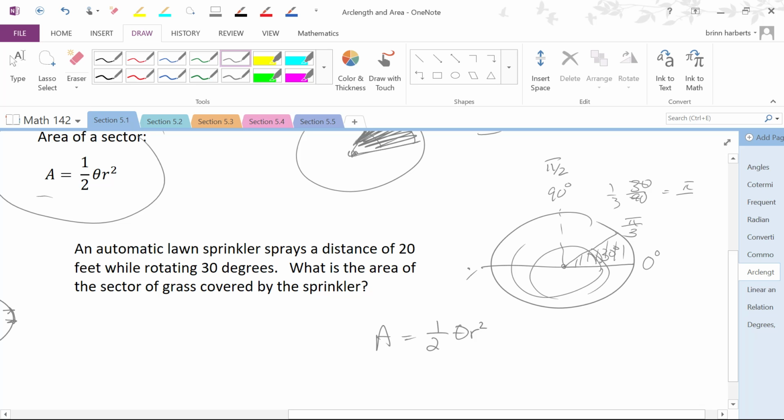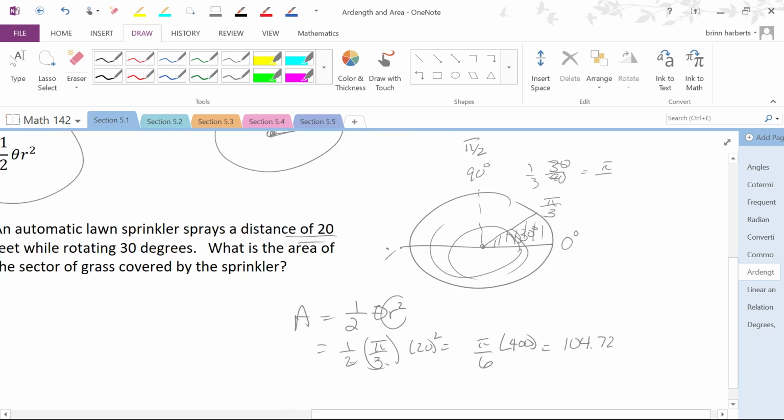That's my answer. Okay. So I know that 1/2 is just part of the formula. My angle theta is pi over 3, and my radius, they told me 20 feet. 20 squared. Okay. So I get pi over 6 times 400, because 2 times 3 is 6, and that multiplies to 104.72 square feet.